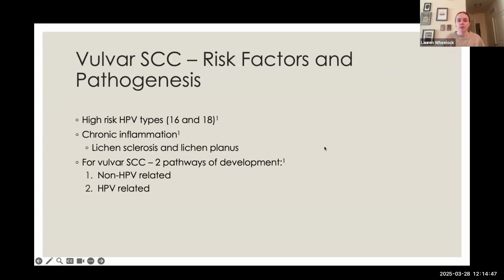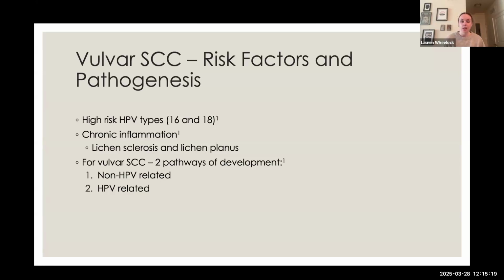Specifically for vulvar squamous cell carcinoma, again, we're mostly interested in high-risk HPV types such as 16 and 18. Human papillomavirus leads to squamous cell carcinoma as the proteins from these high-risk subtypes, again, 16 and 18, inhibit p53 as well as p16 and other apoptotic pathways. Immunocompromised individuals are especially susceptible to HPV-induced squamous cell carcinoma.